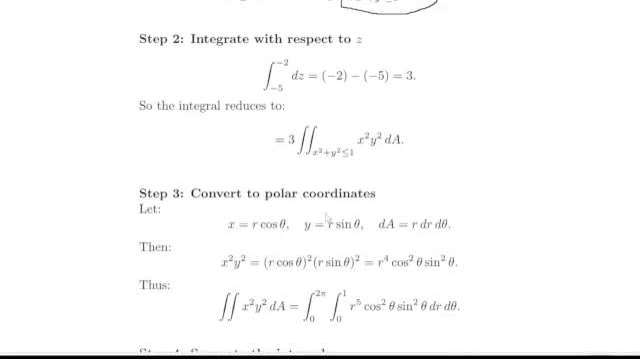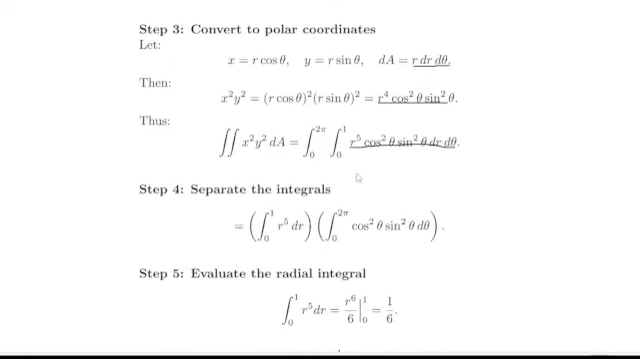To do that, we want to convert this into polar coordinates. So x here is r cosine theta, y is r sine theta, and dA is r dr d theta. So x squared y squared turns into r to the 4th cosine squared sine squared. But when we multiply this by r dr d theta, we end up with r to the 5th cosine squared sine squared dr d theta. And r is going to go from 0 to 1 because we're looking at a circle with radius 1, and theta is from 0 to 2 pi.